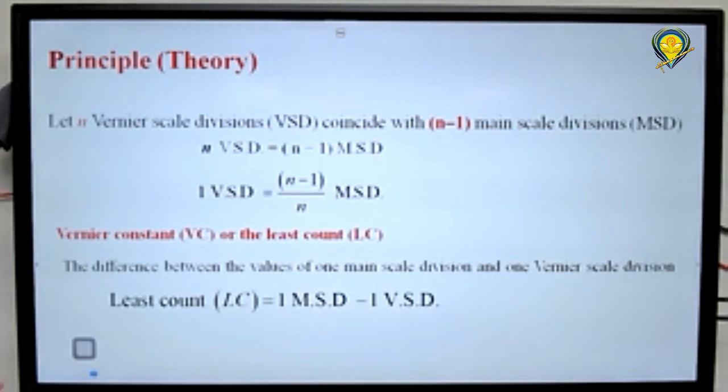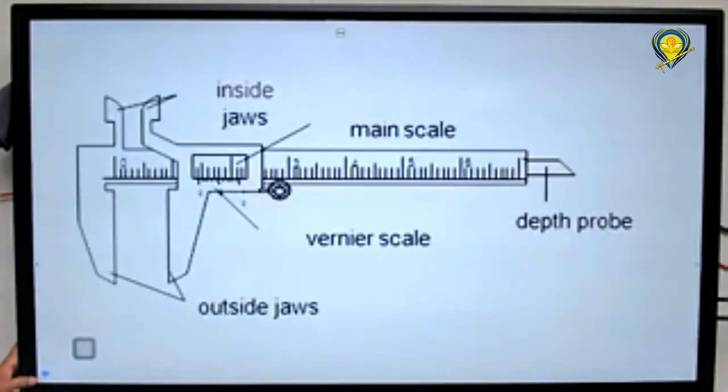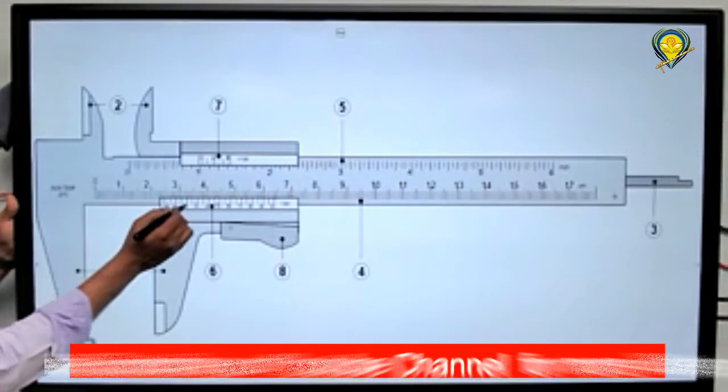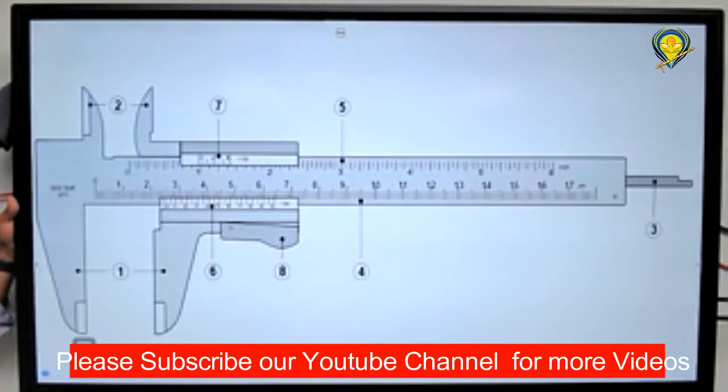Now check this diagram once. Here how many vernier scale readings are there? 0 to 10 only. So 10 readings. Sometimes they may mark each line with a number. That means 20 lines are also there on the vernier scale. So that is the main difference.